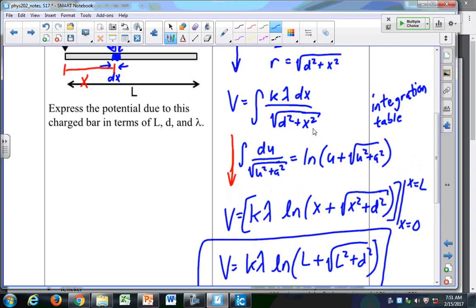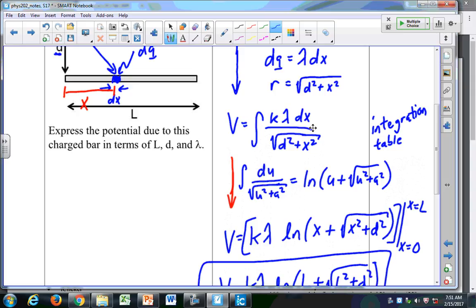The tricky part here is right up here at the top. It's figuring out how to express dq in terms of x and how to express r in terms of x. But once you realize that you need to do that, express your dq in terms of lambda, and you use the Pythagorean theorem to express R. Okay?